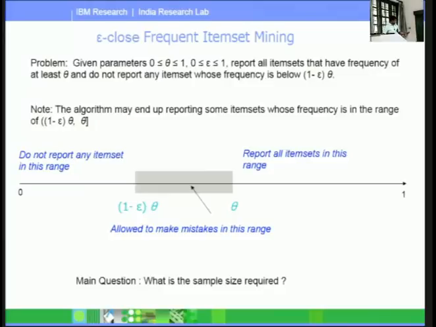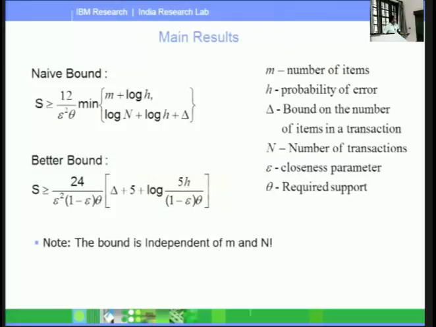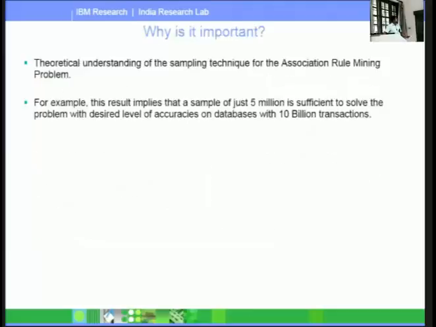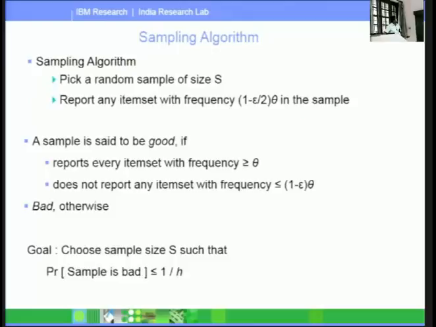For this, I'll not present the proof, but using very simple techniques from probability and counting, you can show that a sample whose size is actually independent of either the number of items or the number of transactions, right? Neither m appears here nor n appears here, correct? And this sample size is sufficient to get us output which is almost equal to the output on the entire database. Okay, so this is fine.